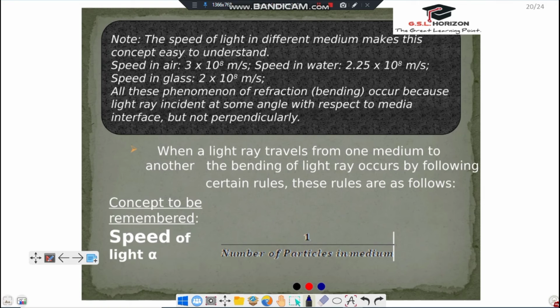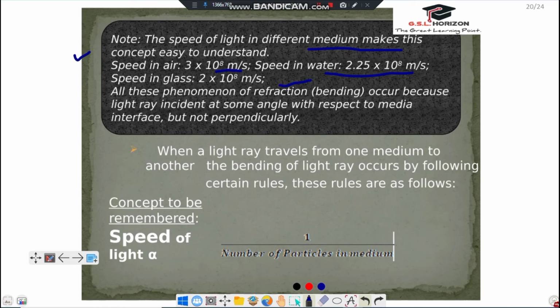So, guys, note the speed of light in different media, which makes this concept easy to understand. The speed of light is 3 into 10 to the power 8 meter per second. The speed of light in water is 2.25 into 10 to the power 8 meter per second. It decreases. And the speed of light in glass decreases much more. It is 2 into 10 to the power 8 meter per second.